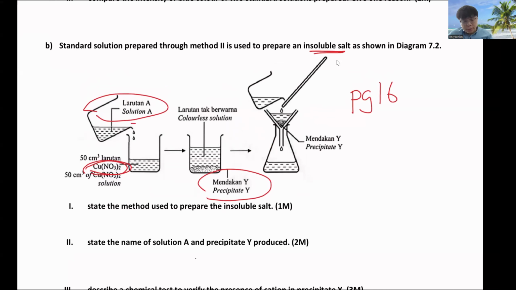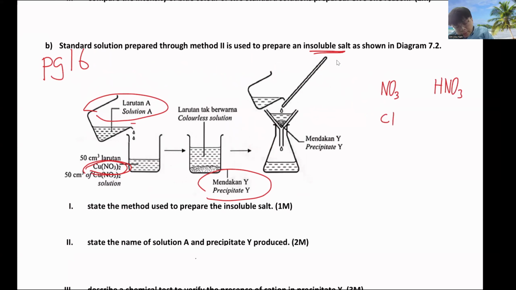Okay, for salt, when they mention salt, for SPM syllabus it refers to four different items. First one is nitrate salt, which comes from nitric acid, because salt comes from acid. Second salt is chloride salt. It comes from HCl, hydrochloric acid. Then the third one is what we call the sulfate salt. It comes from sulfuric acid. The last one is carbonate salt. Then it comes from carbonate ion.